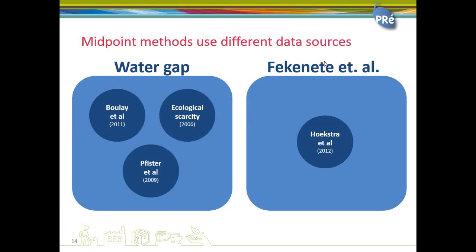Perfect. Another difference between the midpoint methods comes down to the data sources. Boulay, Pfister, and ecological scarcity use the water gap data. That means water use data is taken from the year 2000, and water availability data is an average between the years 1961 and 1990. Hoekstra uses a different data source. The water use and availability data is an average between 1995 and 2005.